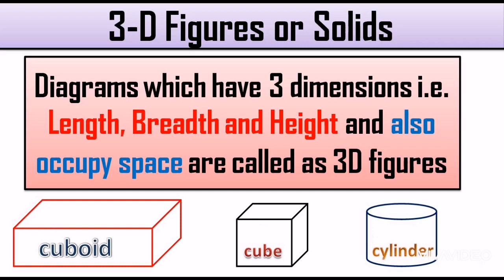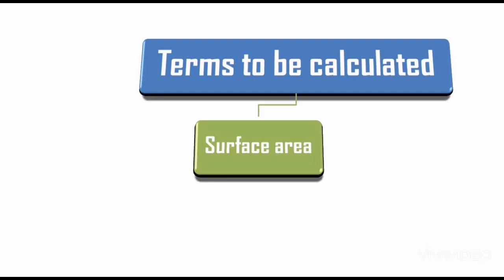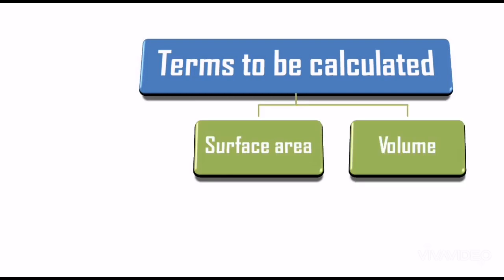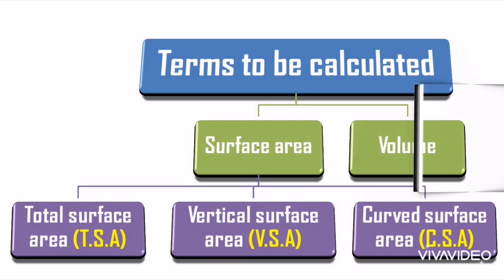This year we will try to understand few terms related to these diagrams which we need to calculate. Very first, surface area, another one is volume. This surface area consists of 3 main parts. The questions will be asked to calculate total surface area, that is TSA, vertical surface area, that is VSA, and curved surface area, that is CSA. To understand this term in depth, let's try to understand this video thoroughly.